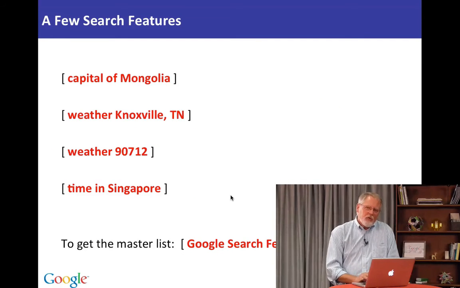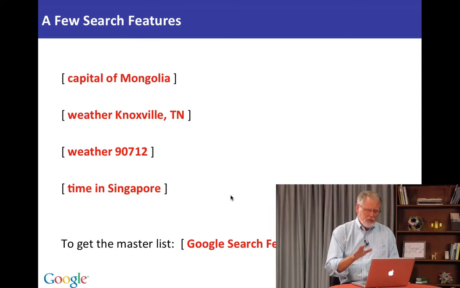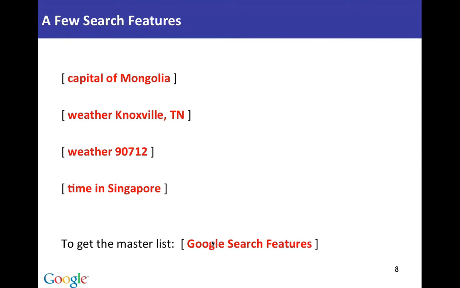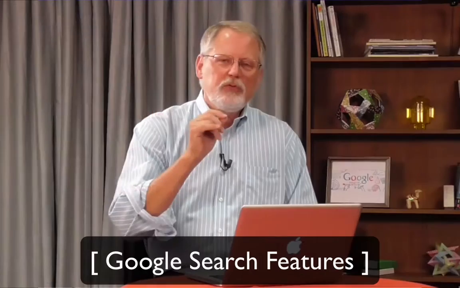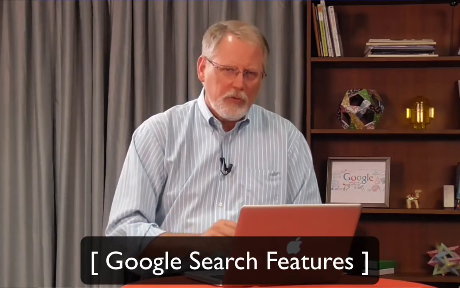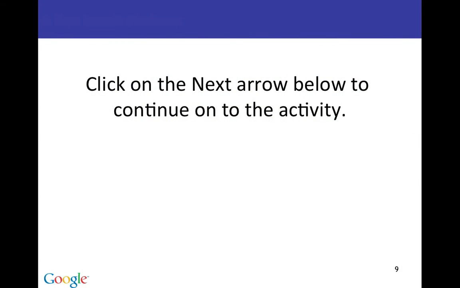The way to get to the master list, because there's a lot of these different kinds of features, I've only shown you a few, but to get to the master list, search for Google search features as a query, and the first 1 or 2, 3 hits will all give you additional ways of looking at the complete list of all the search features that you can do with Google. Go ahead and give it a try, and when you're done, go ahead to the next challenge.